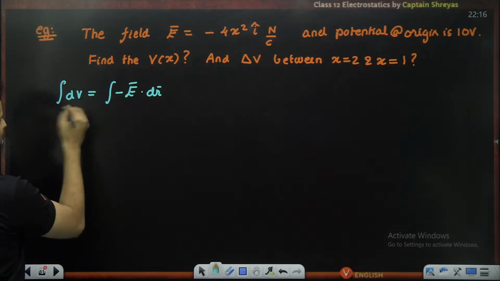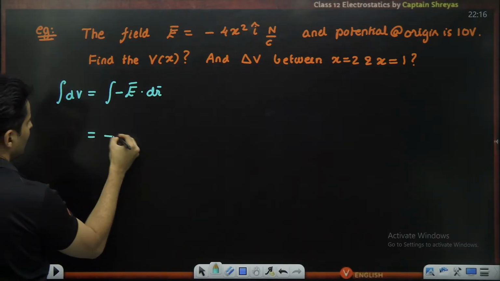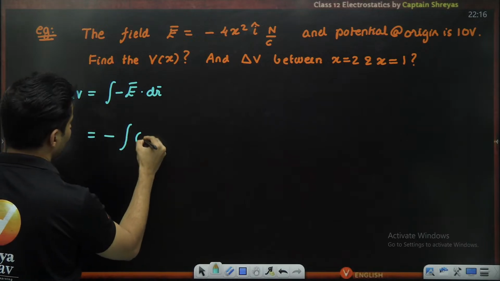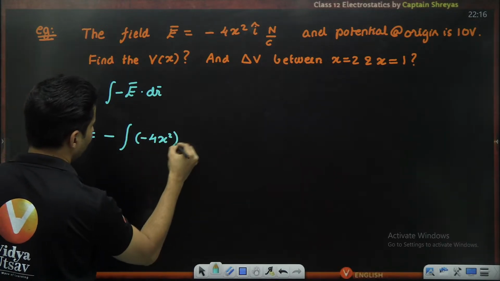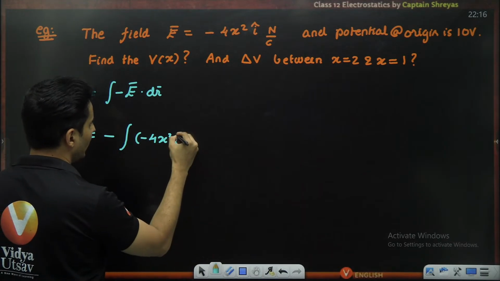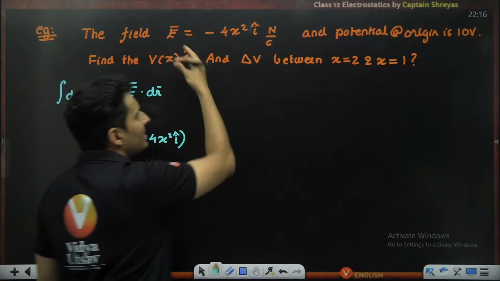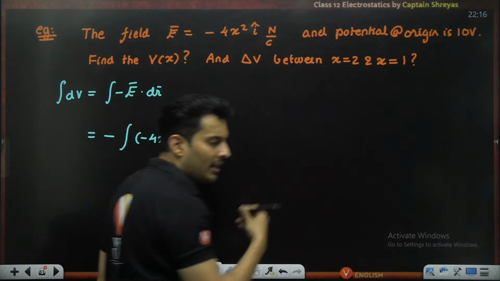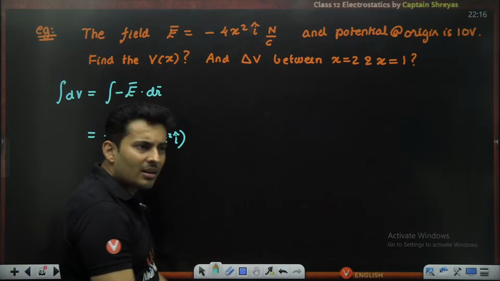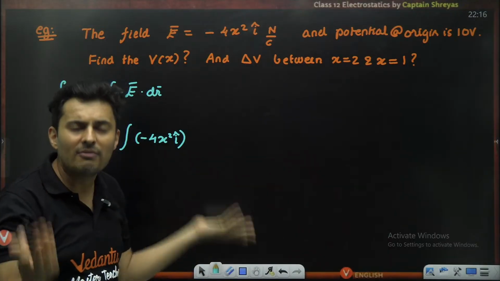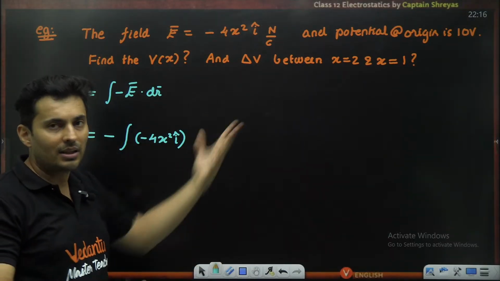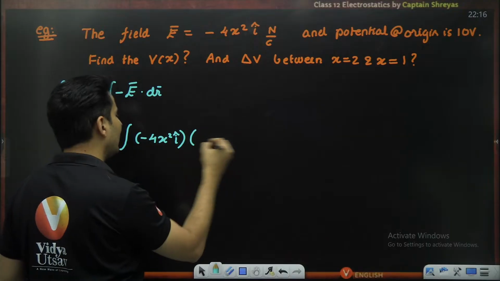Now, if you notice over here, our electric field is nothing but minus 4x square i cap. And since the electric field is only in the x direction, there is nothing to move in the y direction. So why will you even break your head in moving in the y direction? Everything is on the x axis.